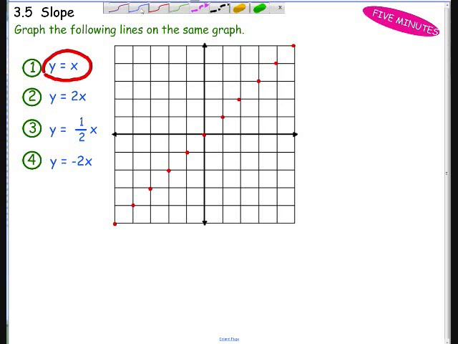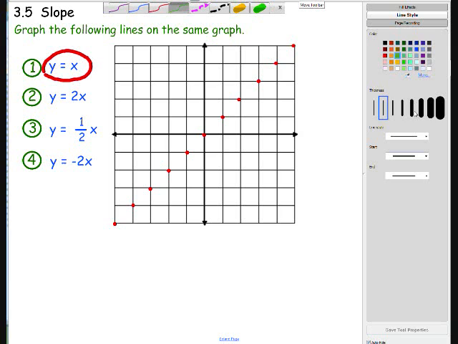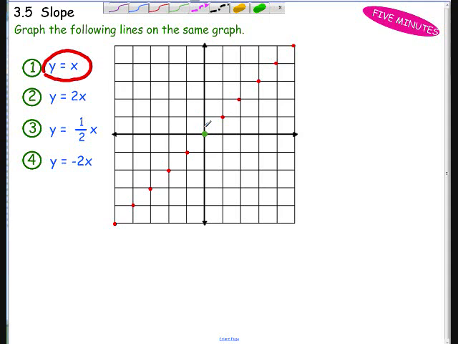Now let's try the next one. I'll do that one in green. And here again we have the y-intercept is at 0. And what's my slope? I'm going to go up 2 over 1. Up 2 over 1. And of course I could go similarly here. So that's this one.